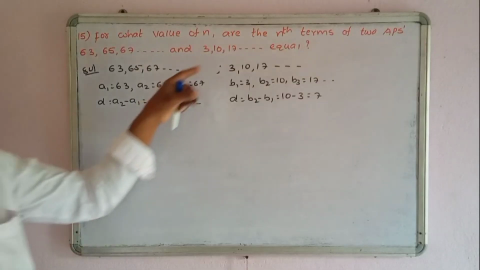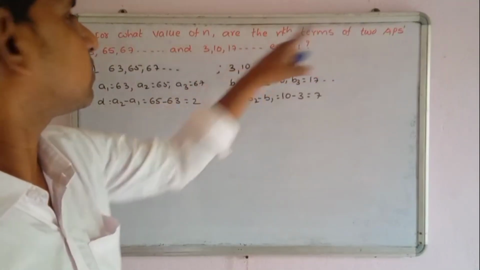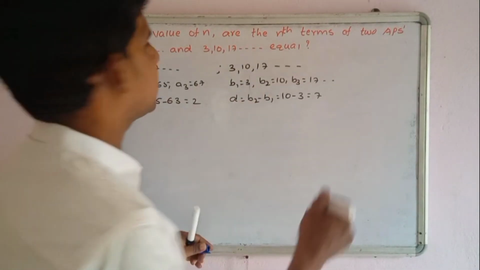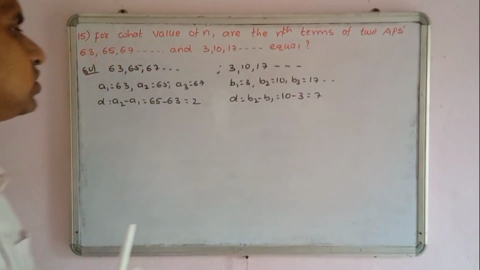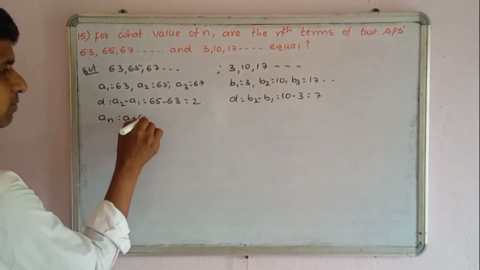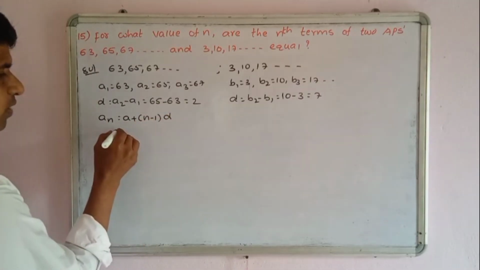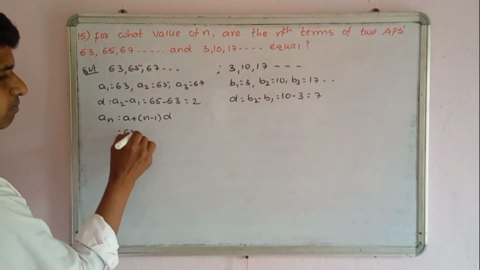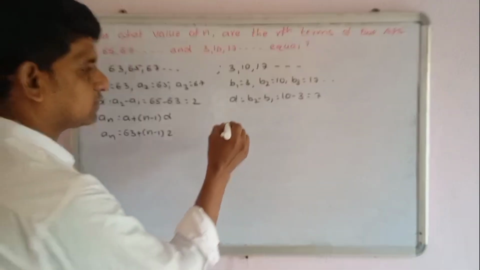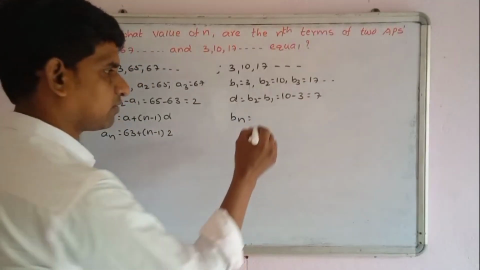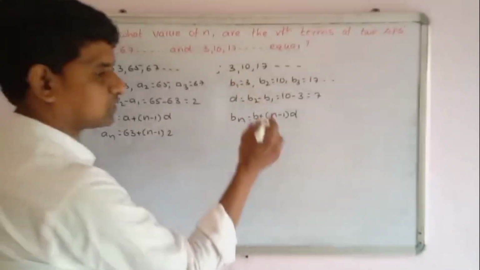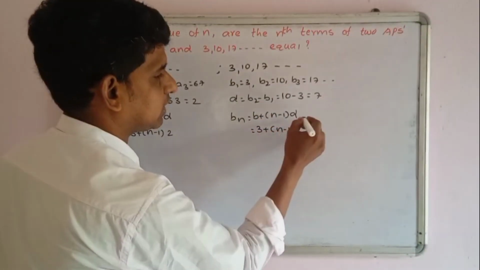Here one condition is there. All the nth terms of two APs are equal. So for what value of n are the nth terms of the two APs equal? What is the nth term here? The nth term is a plus n minus 1 into d. So a is 63, plus n minus 1, d is 2. This is an. Here, say bn, the nth term is bn. What is the formula? b plus n minus 1 into d. Here b is nothing but b1, the first term, 3, plus n minus 1, d value is 7.